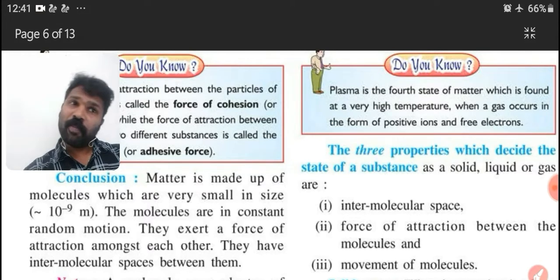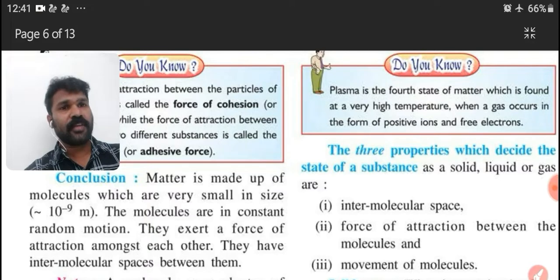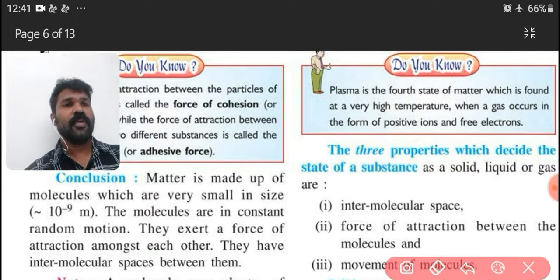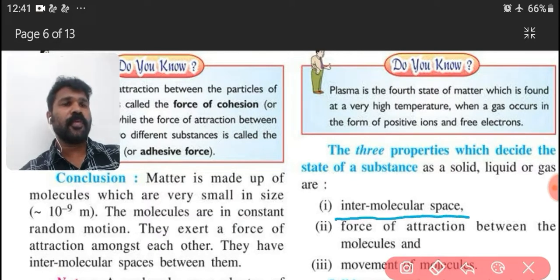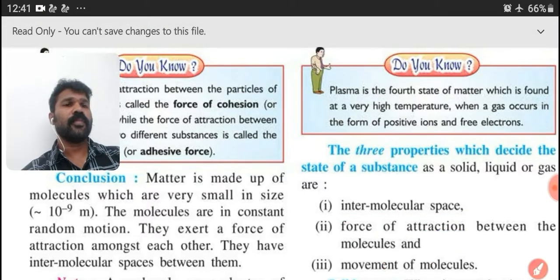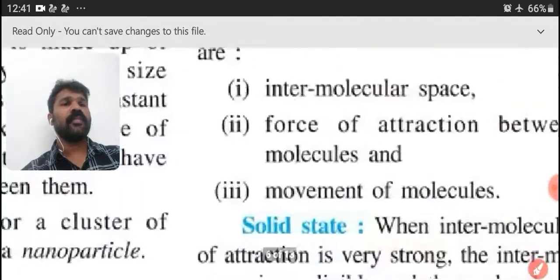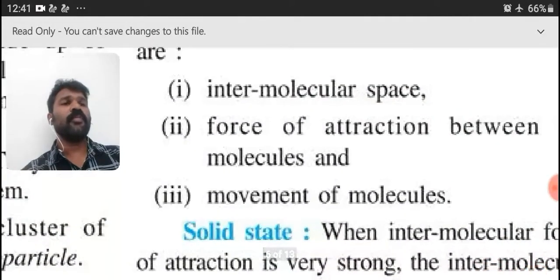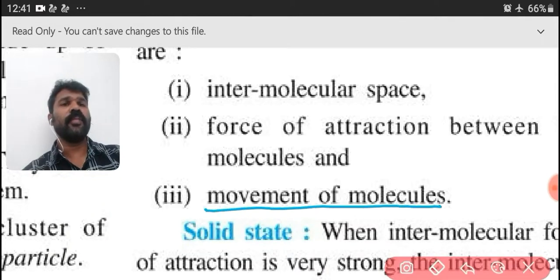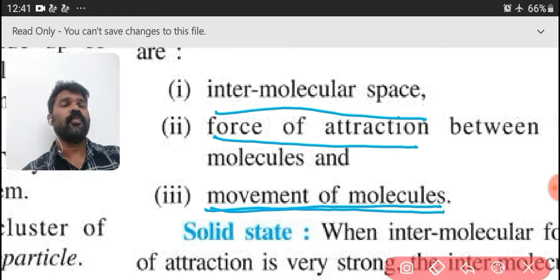Okay, the three properties which decide the state of substance as a solid, liquid, or gas are: first point is intermolecular space, and second one, force of attraction between the molecules, and third one is movement of molecules. Please underline these three points. Okay, force of attraction, intermolecular space, movement of molecules.